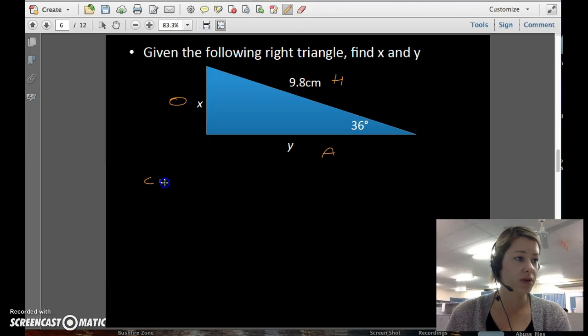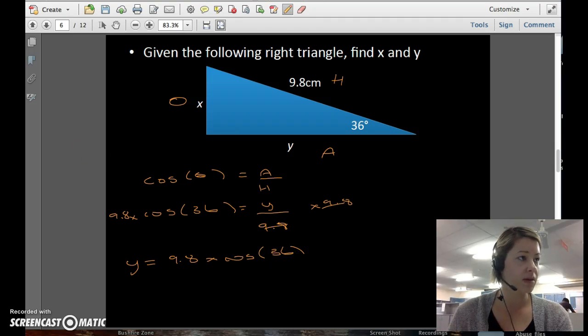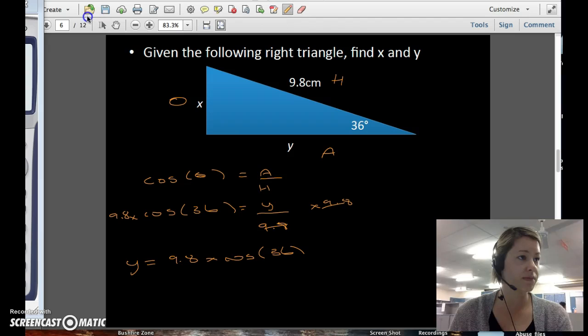Okay, so we end up with cosine of theta equals our A over H, and we put in the values that we've got. So we know cosine of 36 equals our A, which is y, over H being 9.8. Again, we times both sides by 9.8. They cancel out, and we end up with y equals 9.8 times cosine of 36. We put that in on our calculator.